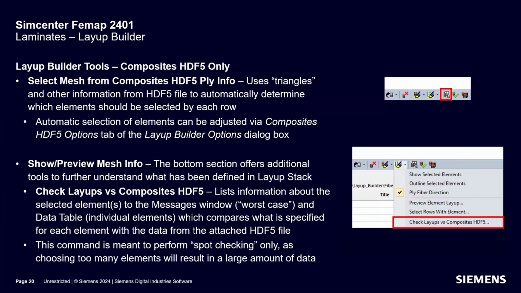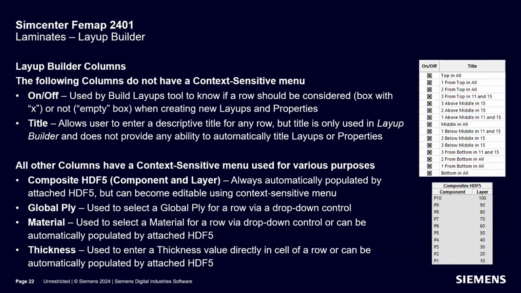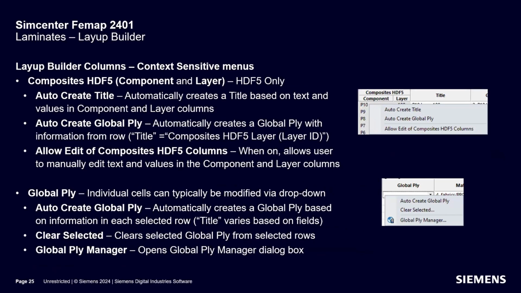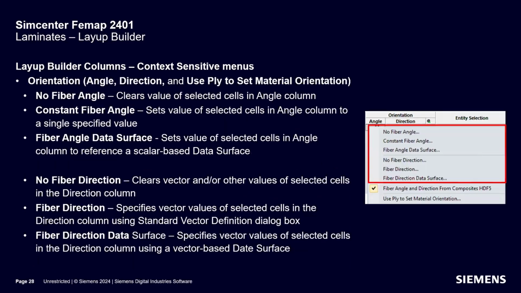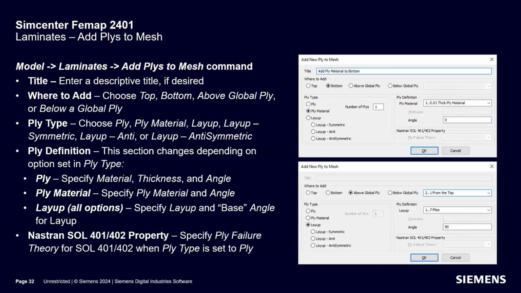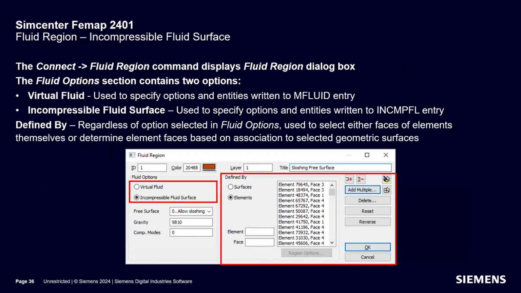And then these are just some of the other things I showed you. And then again, this is just some more detail about what each one of the columns is and what each one of the context sensitive menus is. But we don't need to go through that here today. Again, just a little bit more about the model laminates add plies to mesh command. Again, you just kind of pick and choose what you want. You can also, I didn't really mention it, but you can also do the layup symmetric, anti-symmetric if you want, when you add these plies to the mesh. Okay, again, I kind of demoed that.